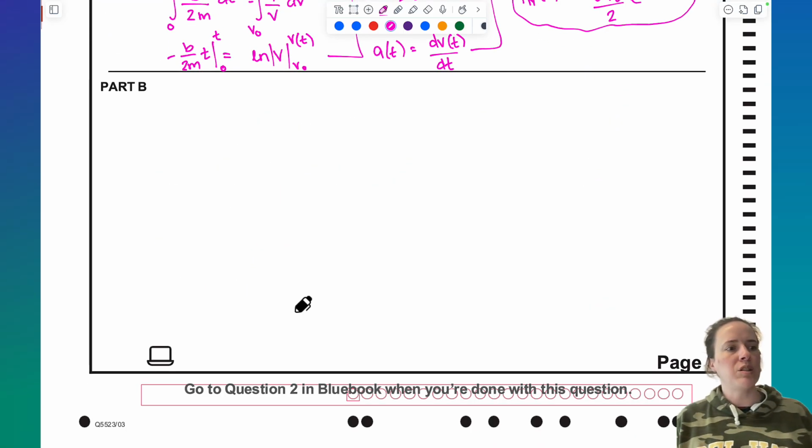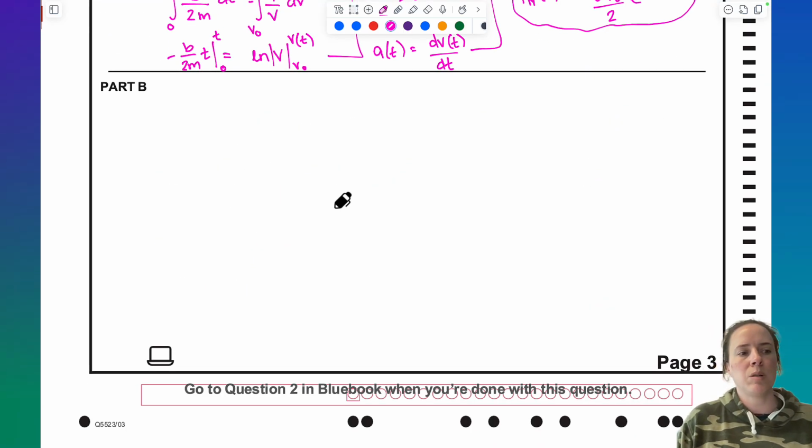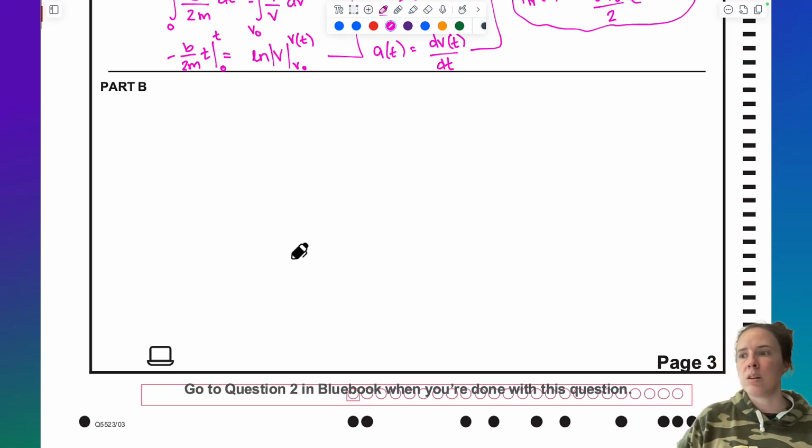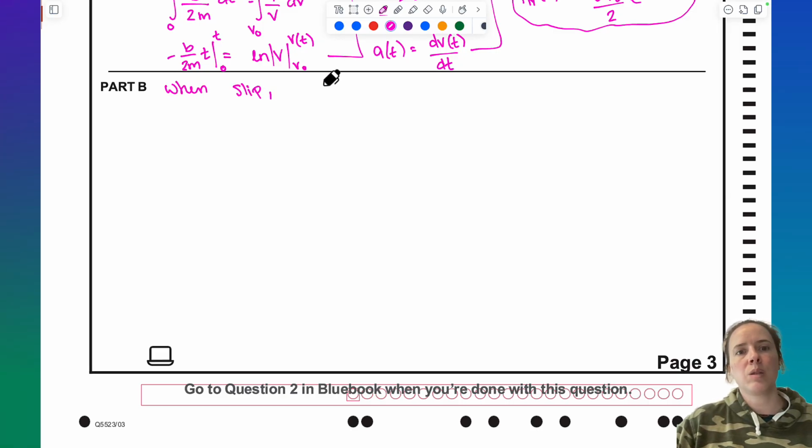All right, for part B, we want to derive an expression for T crit in terms of b, mu s, v naught, and physical constants. So this is where we're going to take into account what we just said in our graph, that when we slip, that's when our static friction is exactly equal to the weight. So we're going to use that to our advantage.